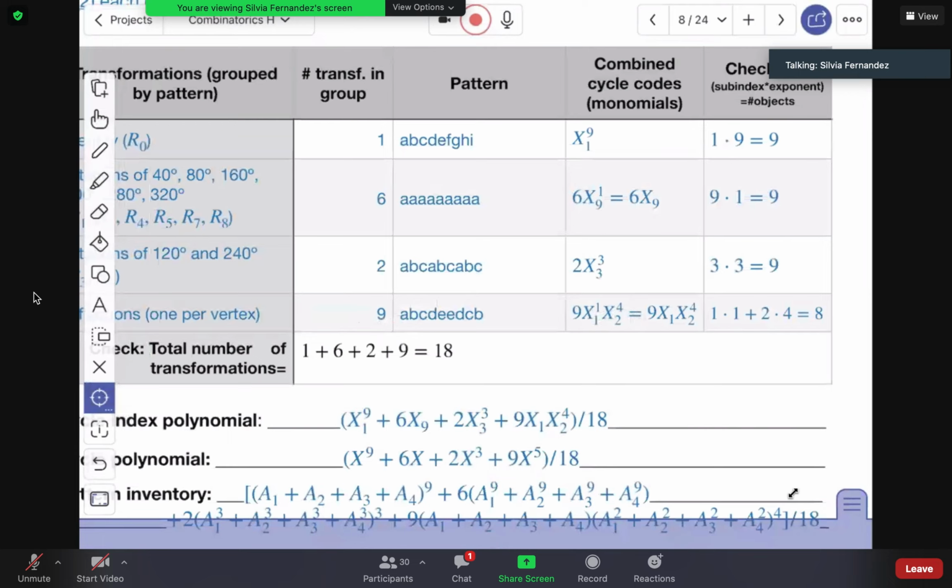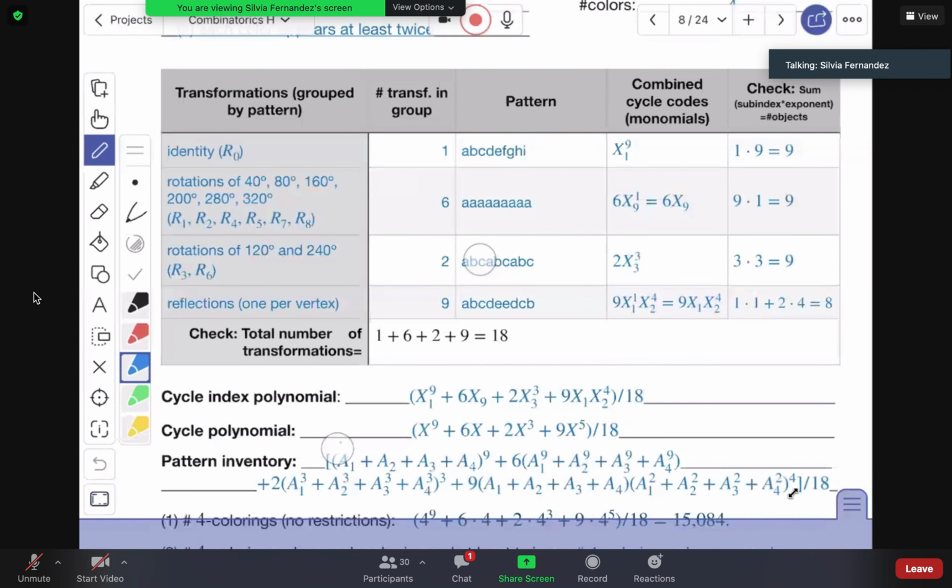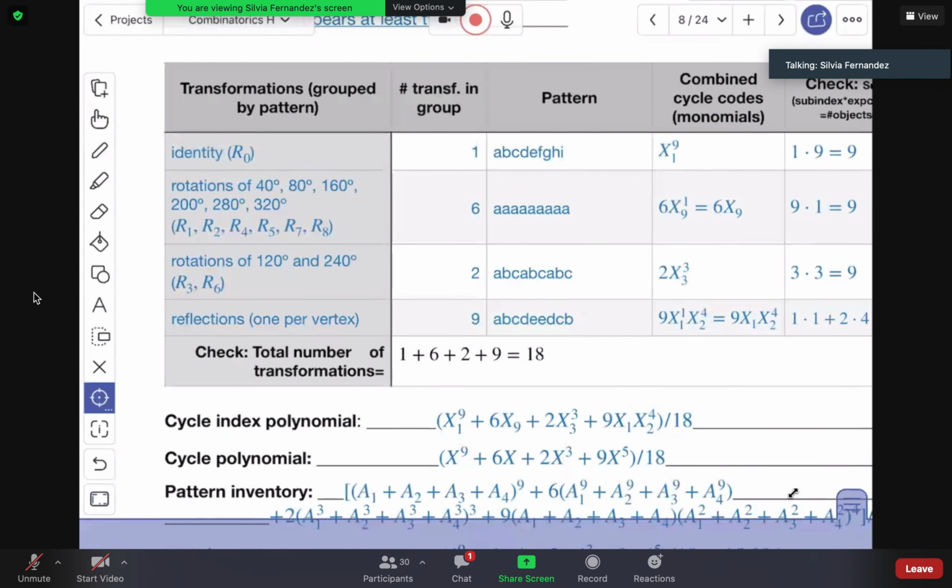Now, the rotations: there are 2 types of rotations, and this completely depends on the number of sides. The number of sides here is 9 in my example, and 9 is not a prime. So all the divisors behave differently. The divisors of 9 behave differently than numbers that are relatively prime to 9. I'll explain in a second.